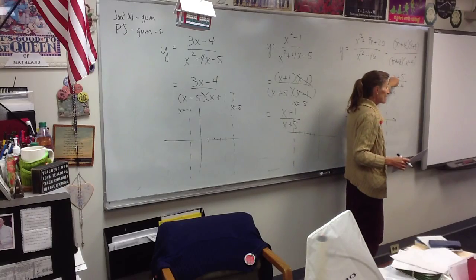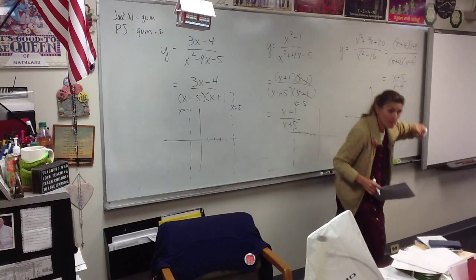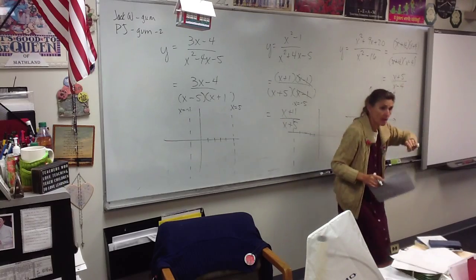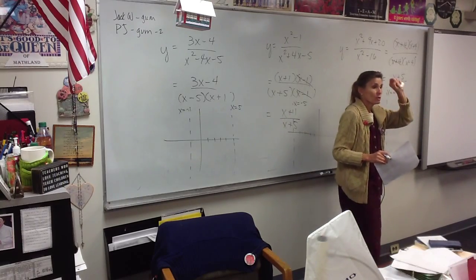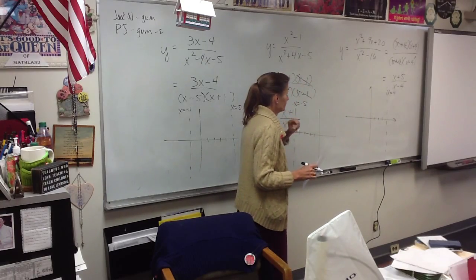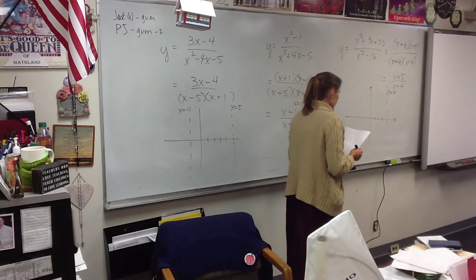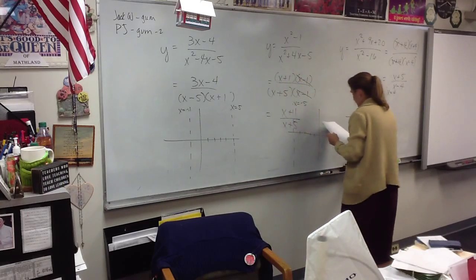Negative 5 comes out of the numerator, right? And where do asymptotes come from? Denominator, denominator, denominator. Vertical asymptotes come from the denominator. Oh my goodness, look at G.